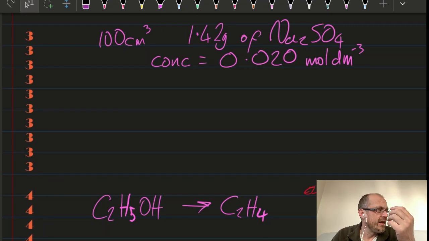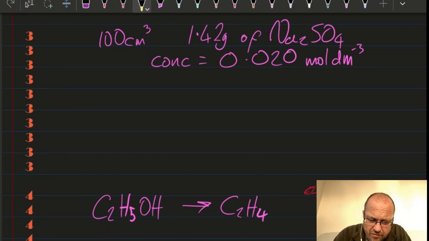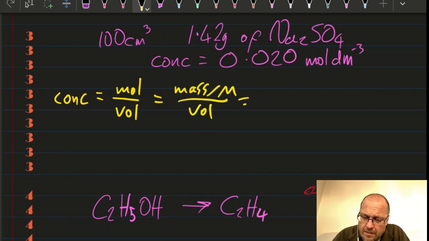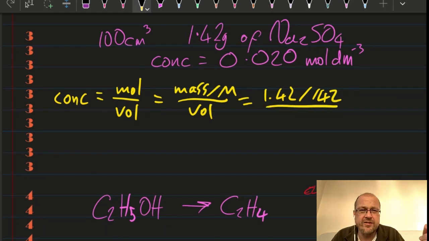So for the initial solution, they're giving me the volume and the mass and the type of molecule. So the only calculation I can really do there is concentration. So I'll do that. So concentration of the initial solution is moles over volume. And to work out the moles, well, that's going to be the mass over the molar mass over the volume. So it's 1.42 divided by 142 divided by, well, the volume is 100 centimeters cubed, but you've got to be in decimeters cubed, so that's going to be 0.1. 100 centimeters cubed is 0.1 decimeters cubed.